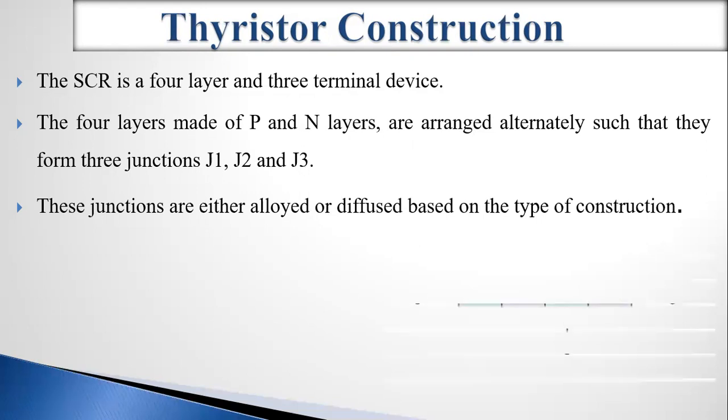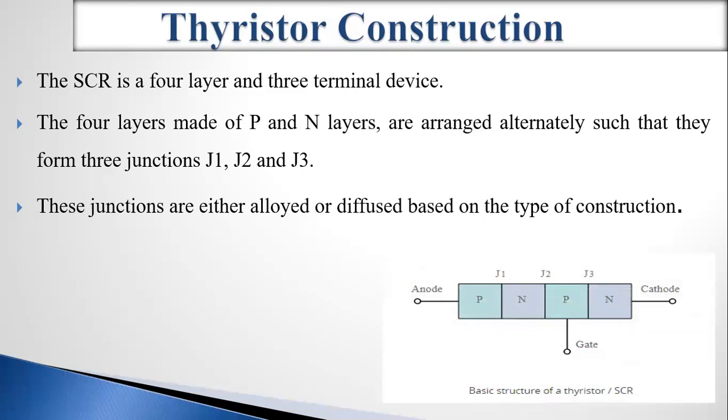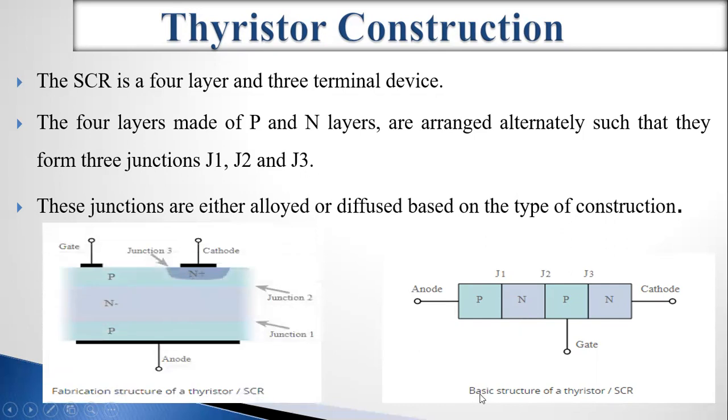According to that, you can see in this structure there are 4 alternating PN layers and 3 junctions: J1, J2, and J3. And there are 3 terminals: anode, cathode, and gate. This is the layer structure of the thyristor.